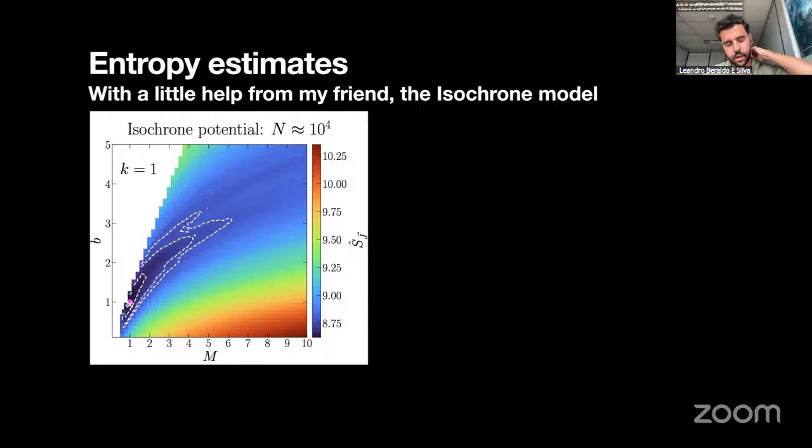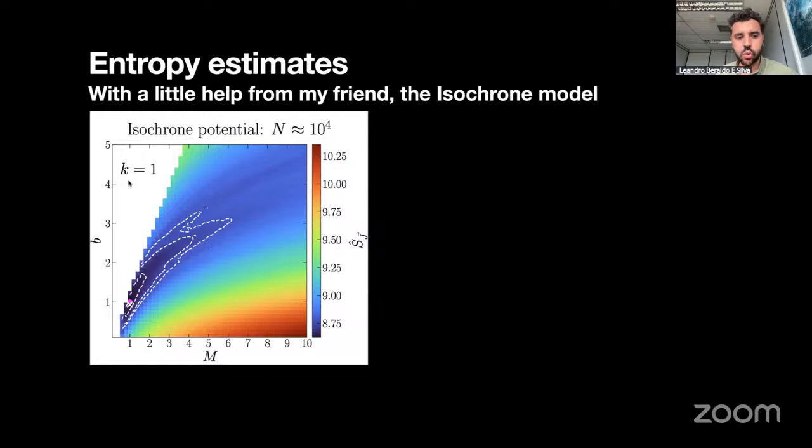I generated the initial sample of the isochron potential. The magenta point here is showing the correct values of the parameters, the mass and scale length. Then for this sample, I estimate the entropy in several different potentials in a grid. I calculate the entropy in each one of these potentials and check where the minimum of this entropy is. The minimum is in this white cross here. You can see that it's really close to the true potential.